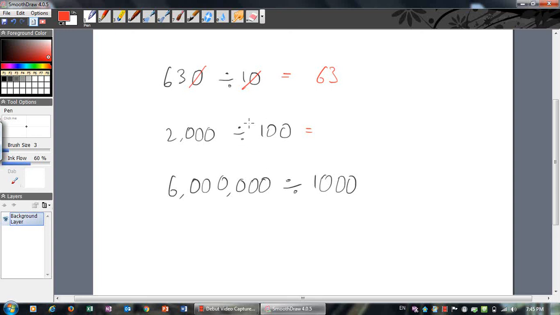Here, 2,000 divided by 100, I'll cancel one of those zeros, but we've still got a couple of zeros left. Let's cancel them, and then we end up with 20 divided by 1. So that's just 20. In other words, we're just knocking off zeros. Dividing by 100 just knocks off 2 of the zeros. Here, we're dividing by 1,000, so it's going to knock off 3 of the zeros. And you're left with 6,000.